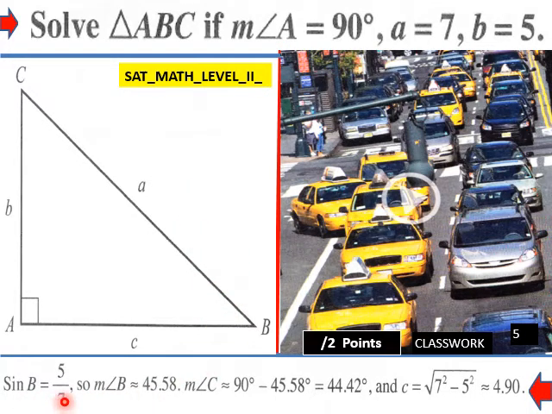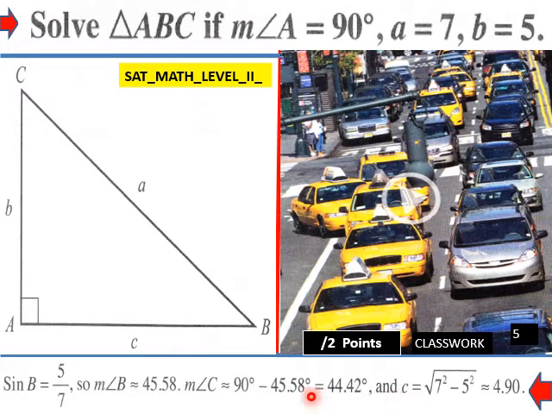So sine B, in this case, will be 5 over 7. So the measure of angle B will equal 45.58 when we take the inverse of that. And then the measure of angle C, by using elimination, will be 44.42 degrees.